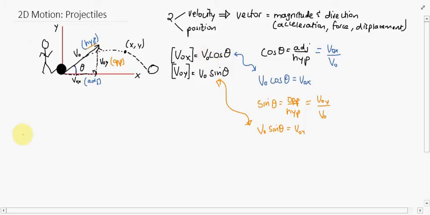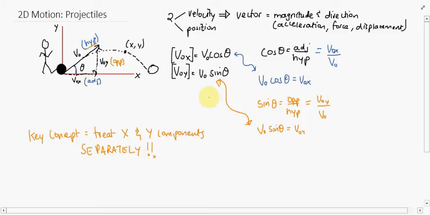Okay, so a key concept here, really important with projectile motion, is that you can treat x and y components separately. Okay, so we'll come back to this in a second, but this is kind of where those equations of uniformly accelerated motion become really important.